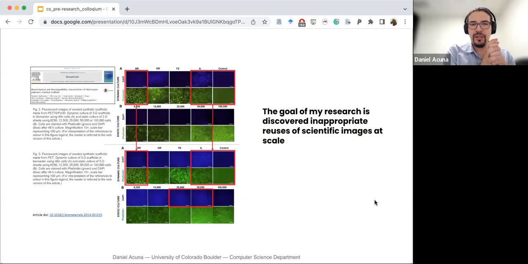Now, the way in which the fraud was detected was through the images. Many of the papers of the scientist, which were breakthrough papers, have duplications in them, and they have fraudulent reuses. So one of my goals is to develop methods to detect potential manipulation of scientific figures and potential duplication in this aspect.